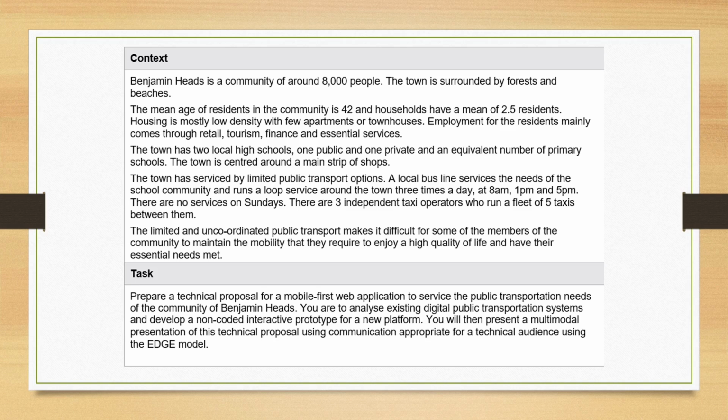So what you see on the screen in front of you is essentially all that you would get for a technical proposal assignment. You don't get any other information. Based on these couple of paragraphs alone, you have to develop a technical proposal to solve this problem. So looking at this, let's go through and extract some of the constraints, some of the things that we must do.